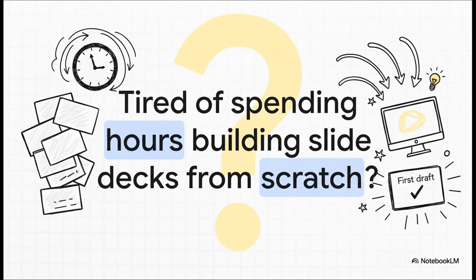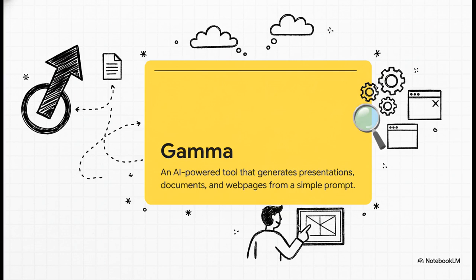You're staring at a totally blank slide, and you've got to figure out the layout, the words, the images. Ugh, it's just a massive time sink. But what if you could just skip all of that and get a really good-looking, functional first draft in like a few minutes? Well, that's exactly where Gamma comes in.